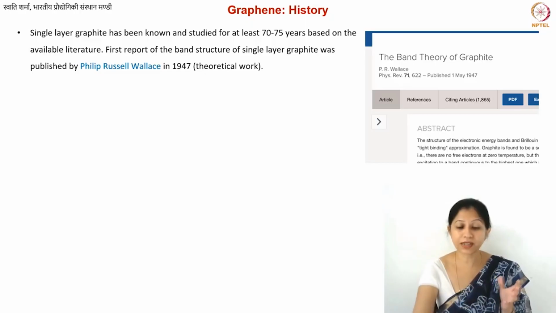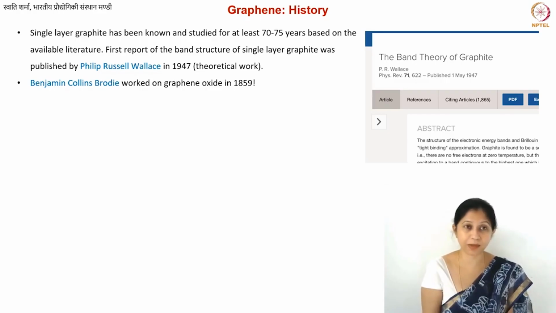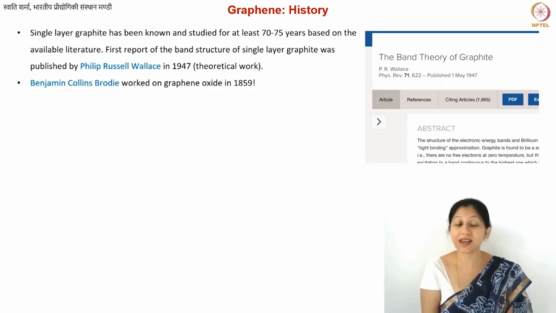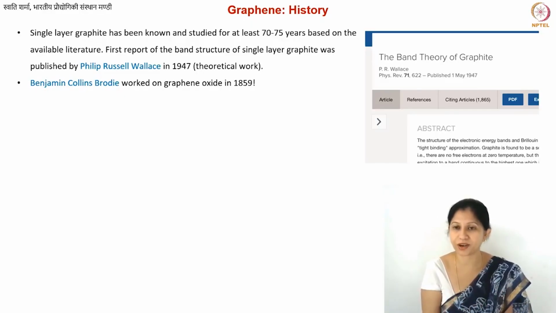Okay, so the first time it was studied, not necessarily graphene as you call it nowadays, but what is known as graphene oxide and reduced graphene oxide. This was studied by Benjamin Brodie in 1859. But the first paper on the electronic properties of single layer graphite was published in 1947. This still remains a very highly cited paper, and if you're interested, you should read it. It's a very nice paper about theoretical calculations of the band gap of graphene with very nice explanation.